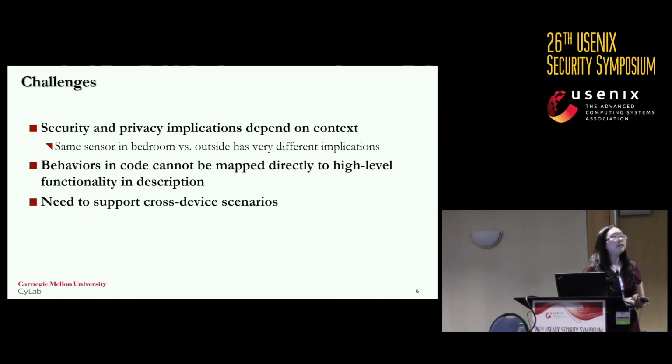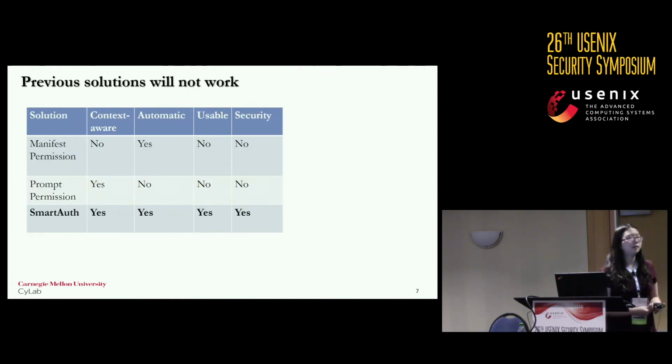And also, the third challenge is that we need to support the cross-device scenarios, because in smart home scenarios, there are lots of cases where you need cross-device controls. For example, you need to know the temperature of the room to know whether you want to turn on or turn off the air conditioners. And because of these several challenges, previous solutions will not work.